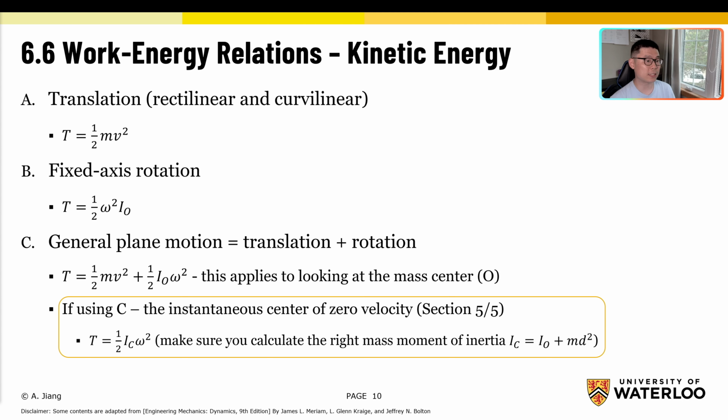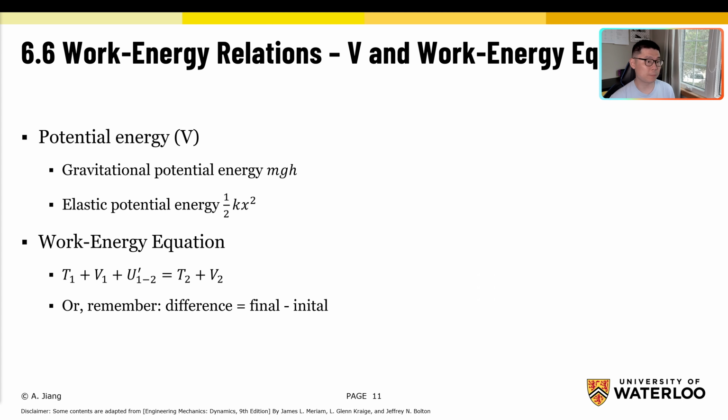Since this special point has zero velocity, the 1/2 mv² part becomes 0. It does not have any velocity. And the rotation part becomes 1/2 I_C, the mass moment of inertia about the instantaneous center of velocity point C, times ω². And this mass moment of inertia about point C has a special equation you can use: I_C equals I_O plus md². And d is apparently the distance between the mass center O and the instantaneous center of velocity C. Okay, that's all about kinetic energy.